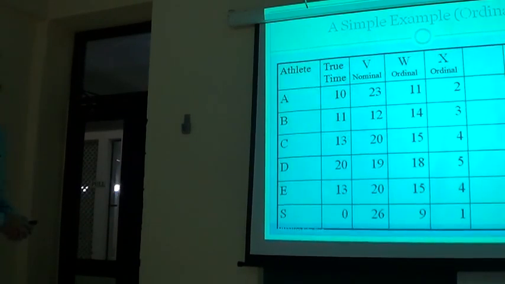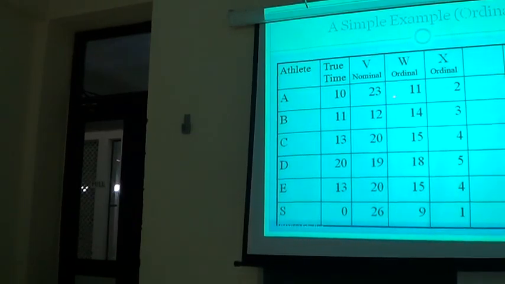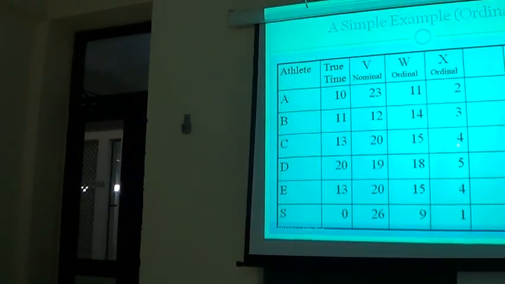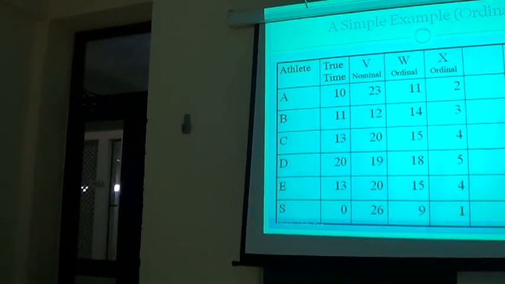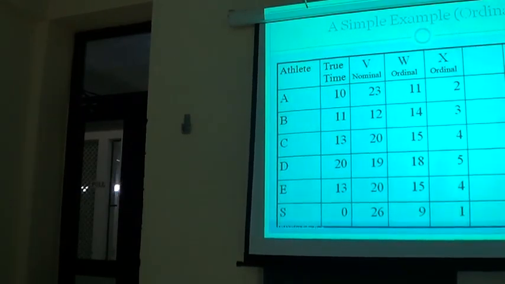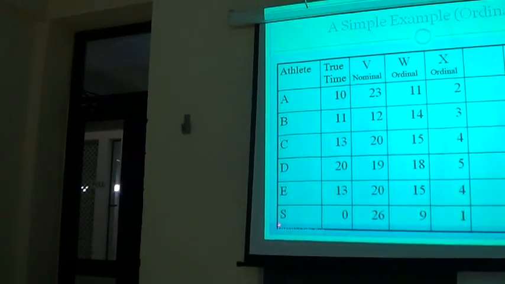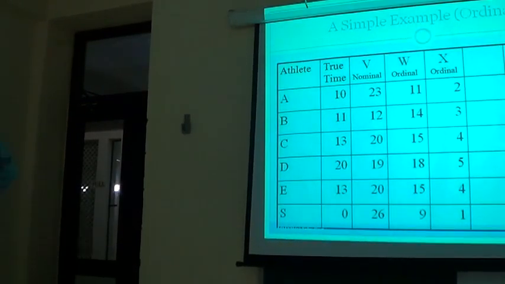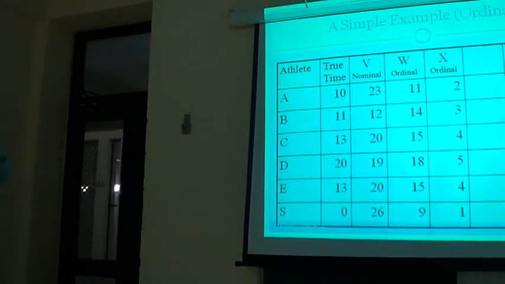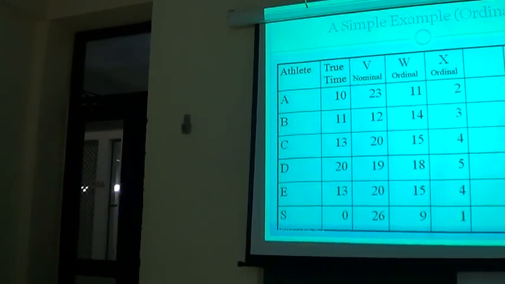Now this is again ordinal. Another ordinal here: 2, 3, 4, 5, 4, 1. See, increasing or decreasing, both are ordinal here. See the difference. There is another very important difference here. It is 0 here. Attempt number S took 0 time. So that means we might not have run at all. So time is 0 here. But ordinal measures do not state a true 0. That is a very big mistake. Is that clear?